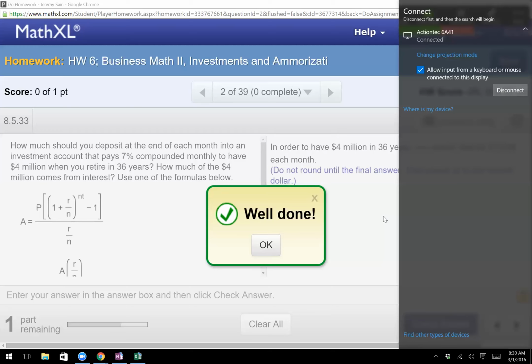Actually, this reminds me, I didn't do something when we were doing compound interest that I always do. Let me stop and do that real quick.